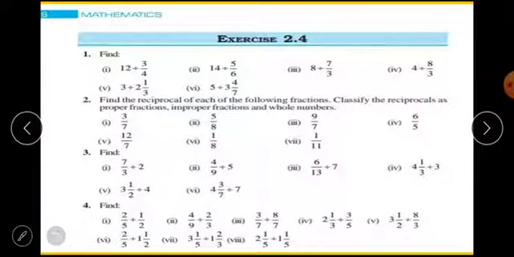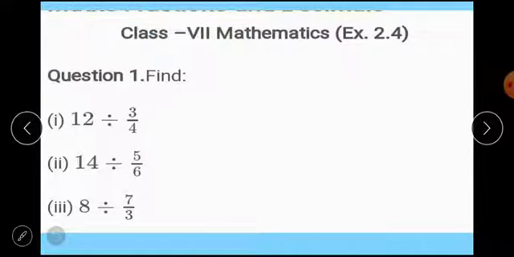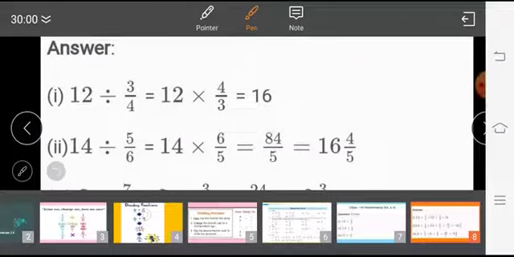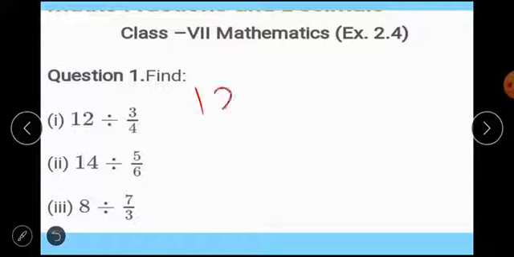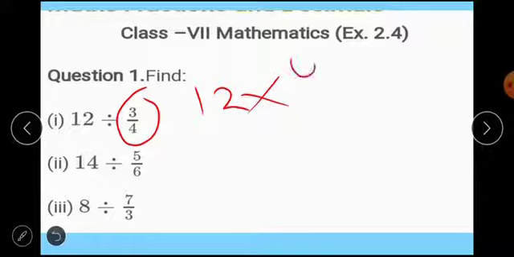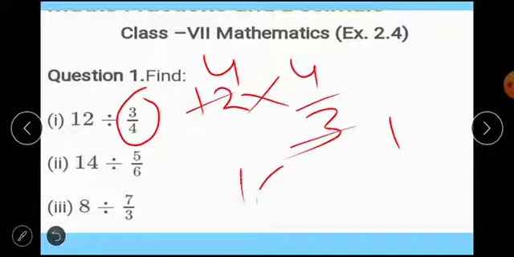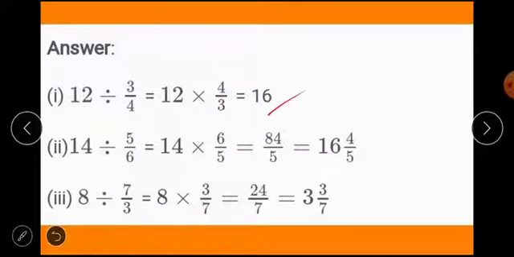So let's start our next exercise, 2.4. Here I am going to explain some parts of this question, then you will do the rest. The first part is find 12 divided by 3 by 4. You will write down 12, then change me, means divide will be converted into multiply, and you will take the reciprocal of the next number, so it will be 4 by 3. 3 ones are 3, 3 fours are 12. So your answer will be 4 into 4, 16. Students, in this way you can get your answer.